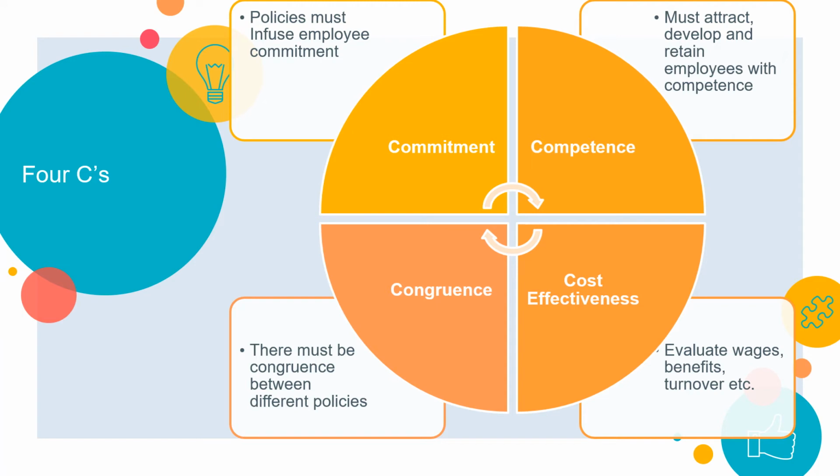Now the model also talks about four C's. These are very important four C's. So let us examine them one by one. The first is commitment. So any policy or program must influence employee commitment towards the company goals. If it fails to get employee commitment, that policy or program should be erased from the system because it doesn't really deliver anything.